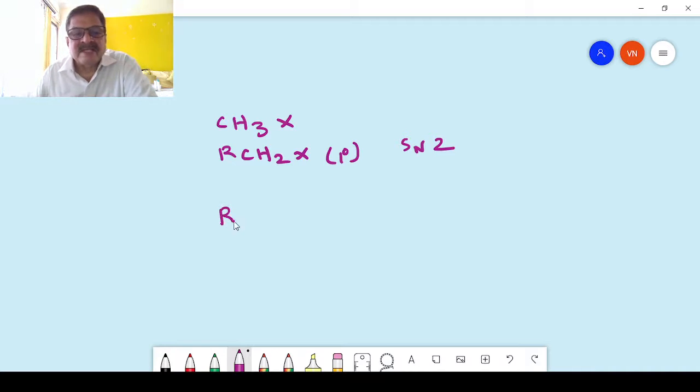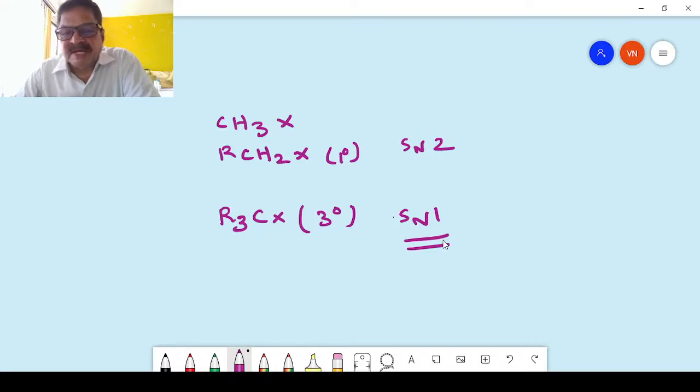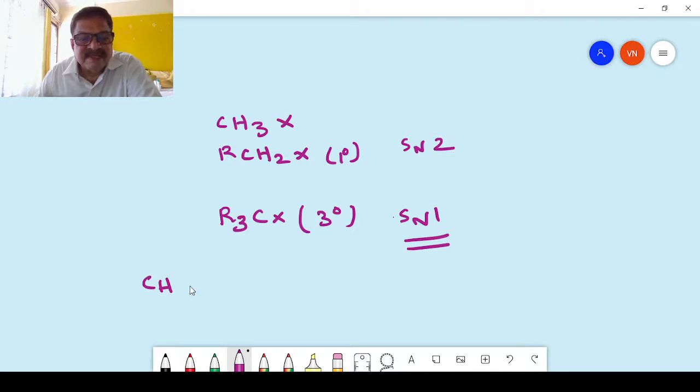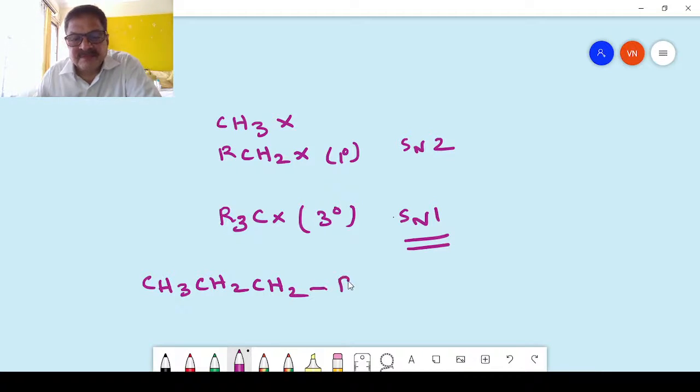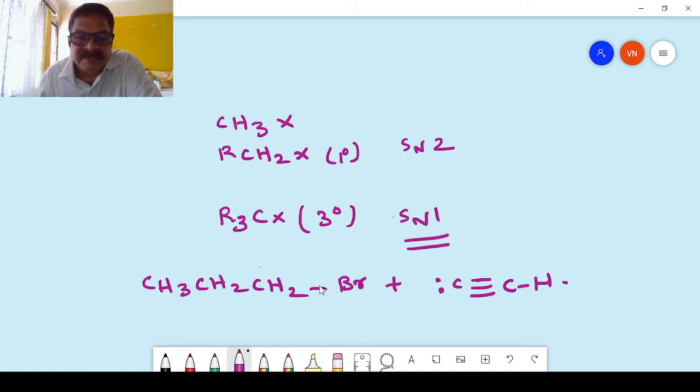Now, if you have R3CX, this is a tertiary one. The tertiary one usually favors the SN1 mechanism. It is favored by weak nucleophiles, as we have seen, usually neutral ones, and polar protic solvents. One is aprotic solvent and the other is protic solvent. Now, if you have CH3CH2Br, with Br as the leaving group, reacting with the acetylide anion, what will happen here?